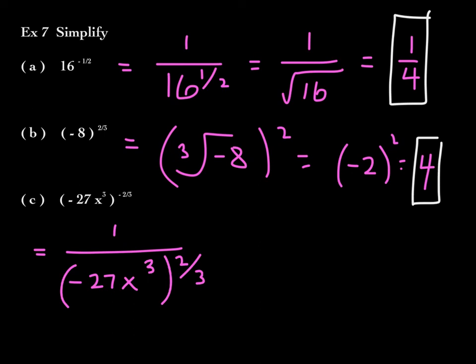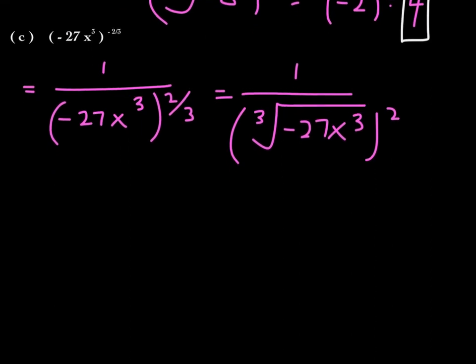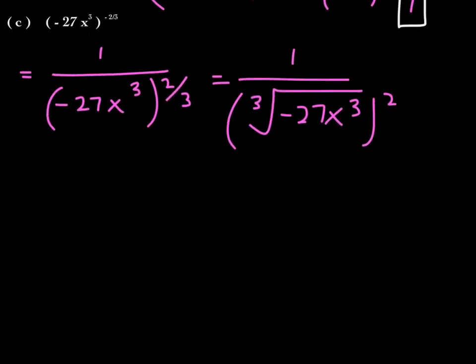Okay, did you see that? So now I'll continue simplifying. So it's 1 over, and then this right here means the cube root of everything in the parentheses. So I'll rewrite this as the cube root of negative 27x cubed. And then don't forget that we have to square this, right? We have to square it. All right, let me move the screen up for us. So continuing to simplify would give us, let's see, 1 over.